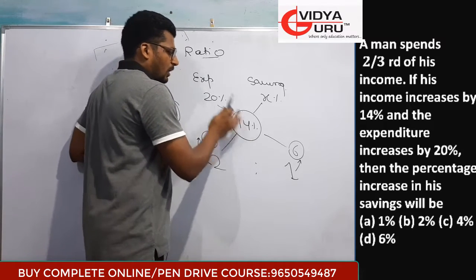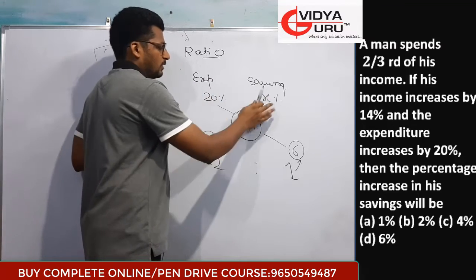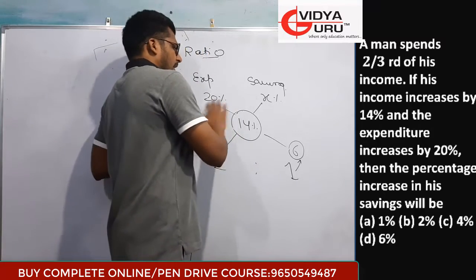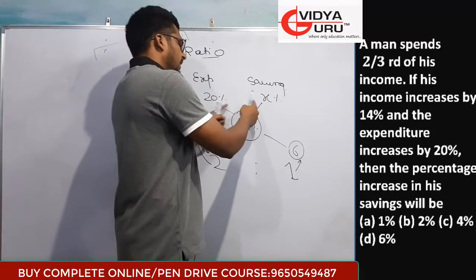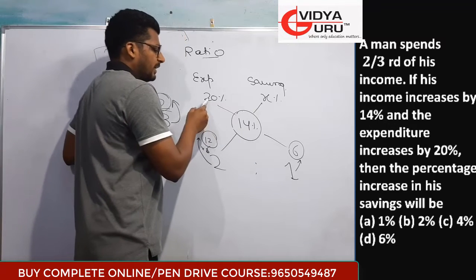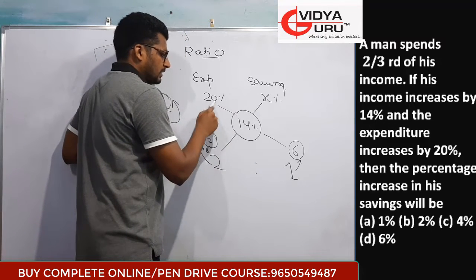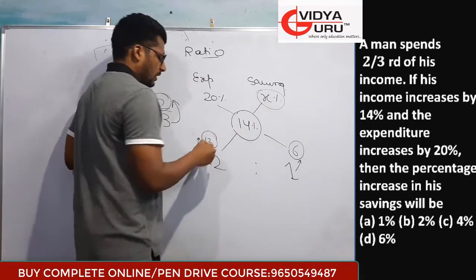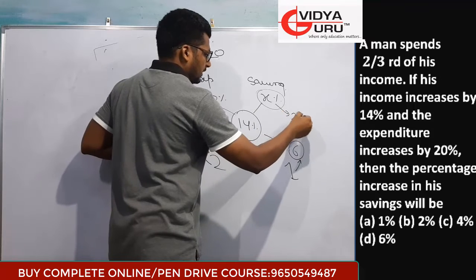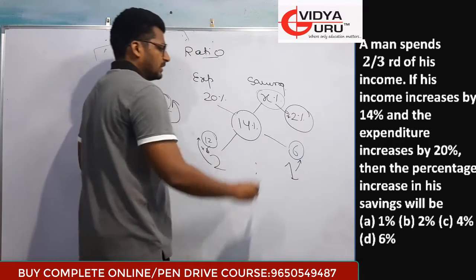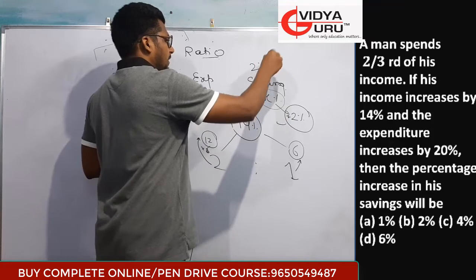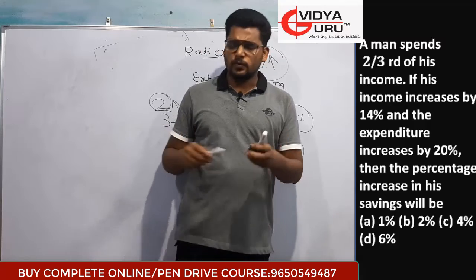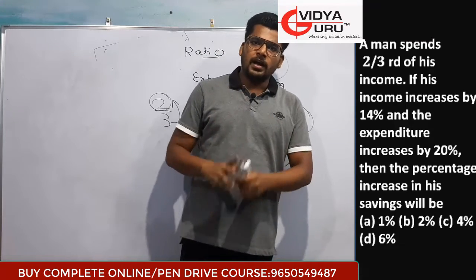This value is always between the value of this and this, because this is the average of these two. So the average is never greater or smaller than these numbers. It will be between these two numbers. If I have subtracted this from this, I will subtract from here to here. 14 minus 12 will come, nothing but positive 2, and positive 2 means savings are increased by 2%. This was a very basic question. So moving on to our next question.